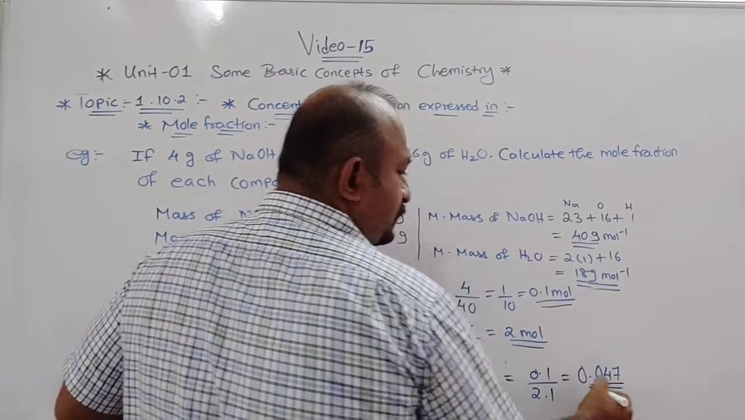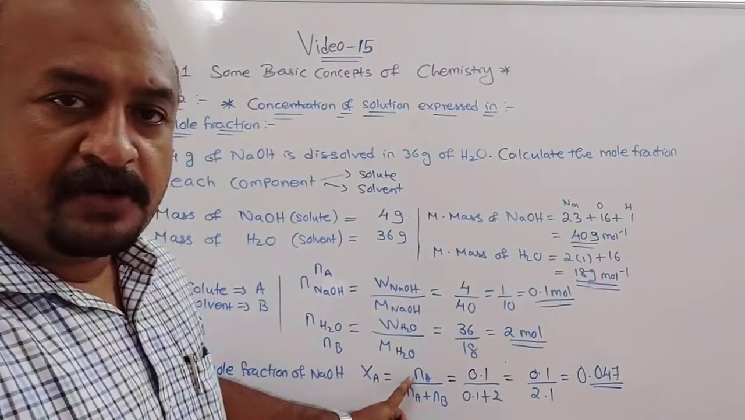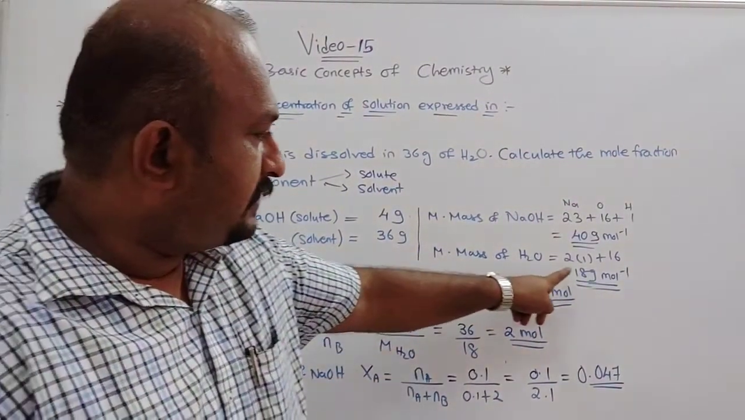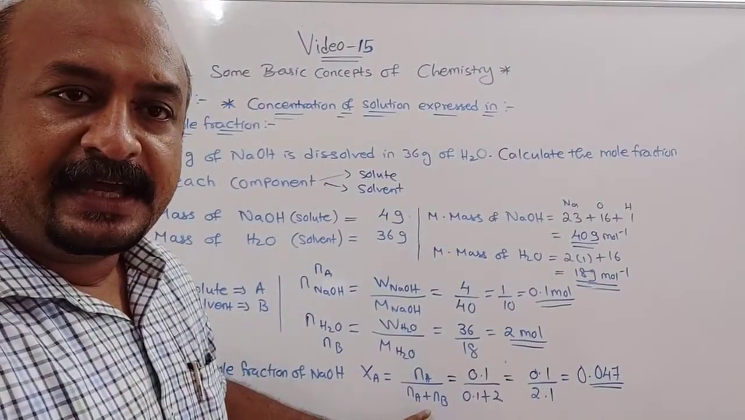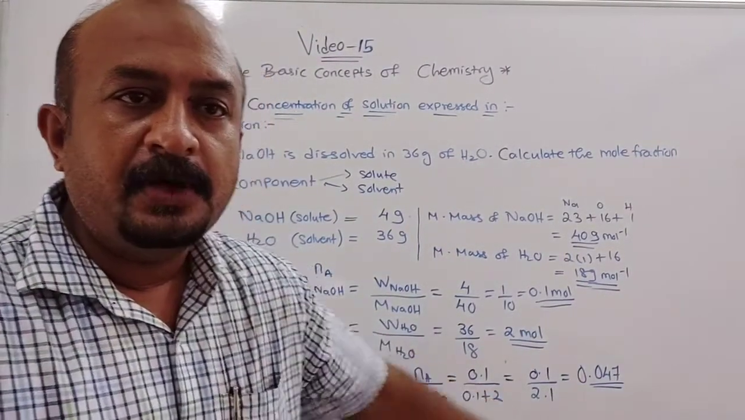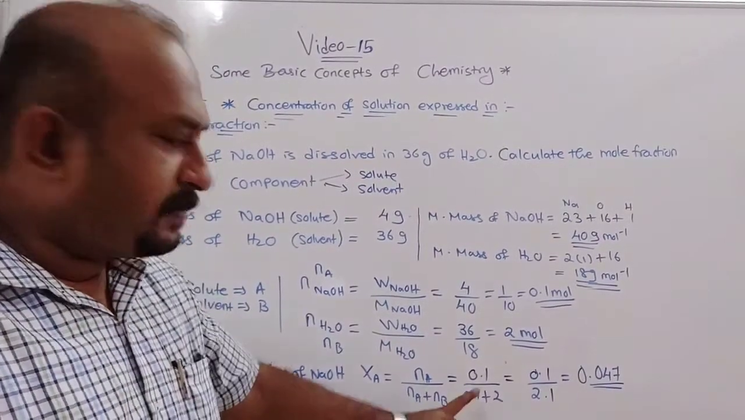0.047. Now there is no unit of mole fraction. You know why? Because in the number of moles we found out here, mole upon mole will get cancelled, so there is no unit for mole fraction. Mole fraction is unitless. Okay, so this part understood.